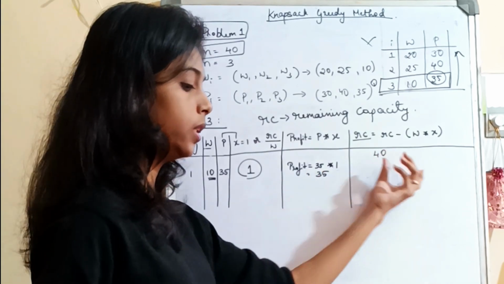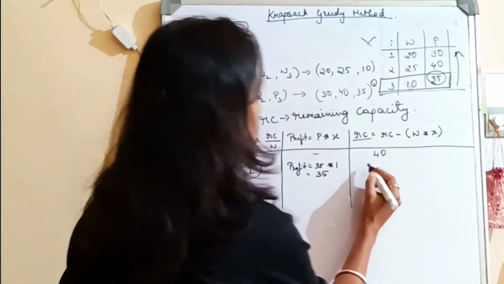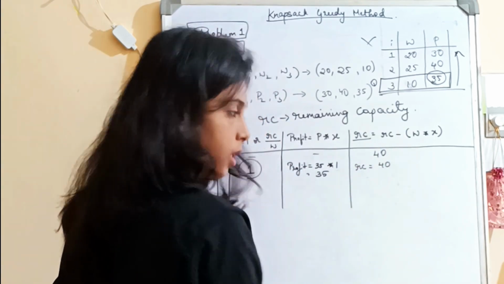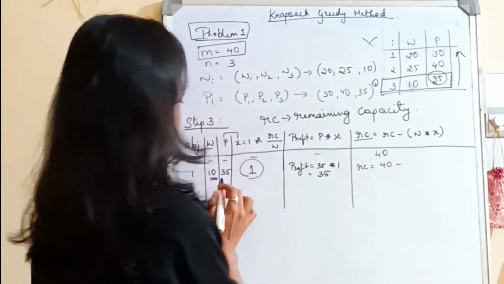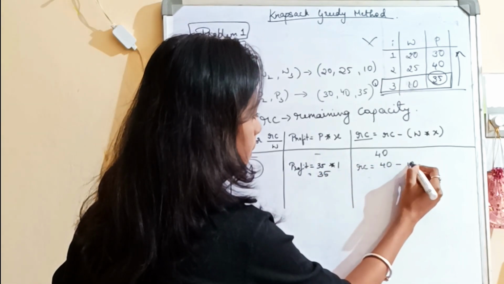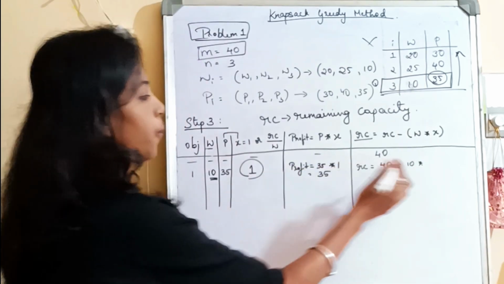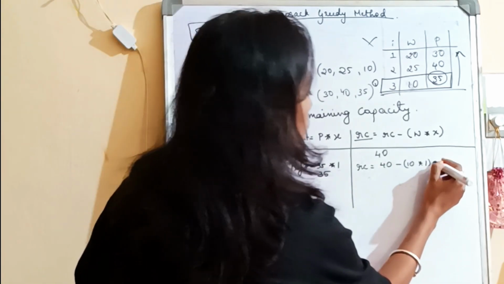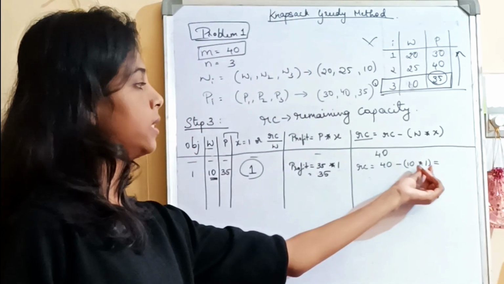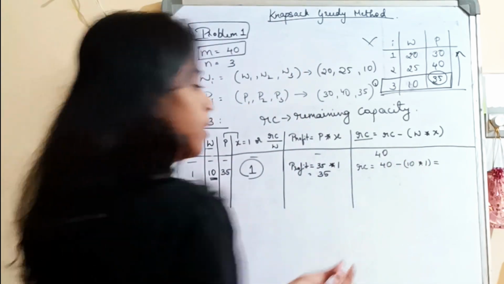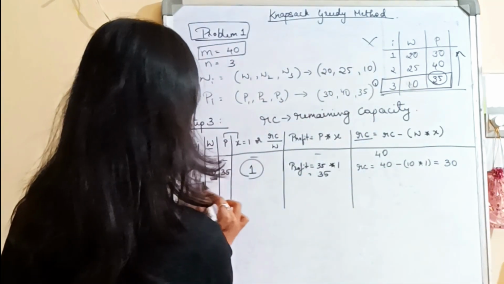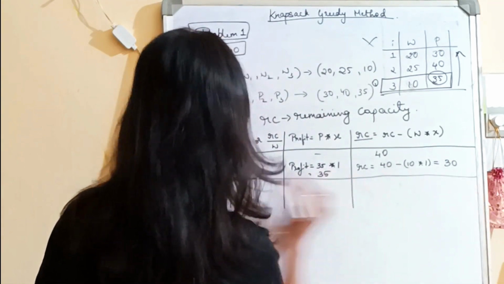Now I need to find the remaining capacity. RC is the new capacity. The original capacity was 40 minus the weight, 10, into X, which is 1. So what is my remaining capacity now? 10 ones are 10, and 40 minus 10 is 30. 30 is my remaining capacity now after filling this first object.